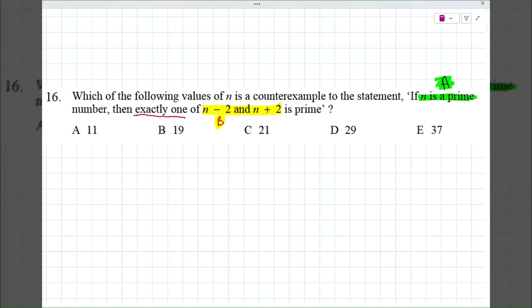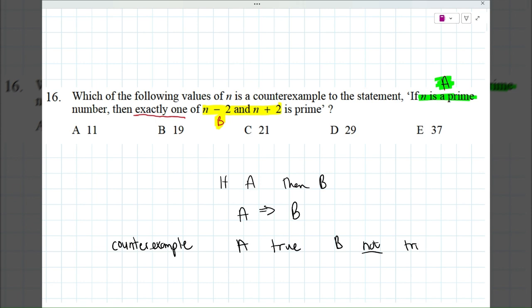So the statement is an if-then statement. So it's if A, then B, which means that A being true implies B being true. So a counterexample to this, we require A being true, and that's what students sometimes forget. Not only do we need statement B to not be true, but we do need A to be true. So we need A to be true and B not true.